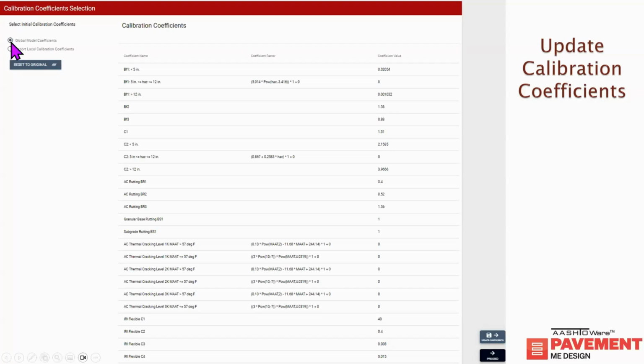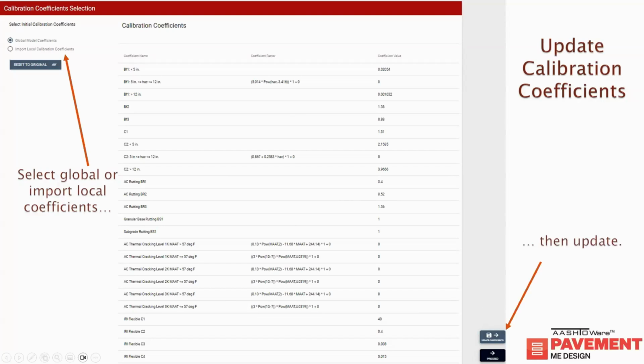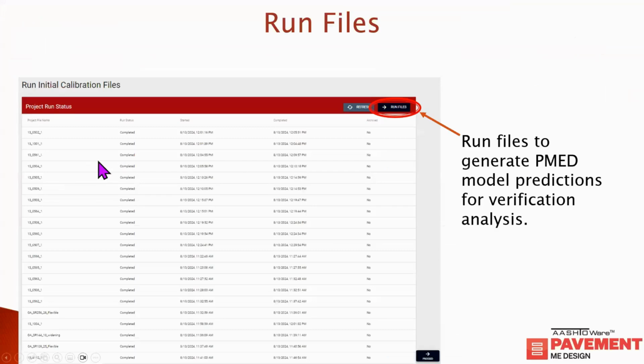And so here you're going to select either the global model coefficients, which are basically kind of the default coefficients, or you're going to import local calibration coefficients that you've already used from, say, previous local calibrations. Could be a second one that you're running. And then you click update. And so that's a fairly quick process. You proceed, and then you have your list of all the files, and then you run the files.